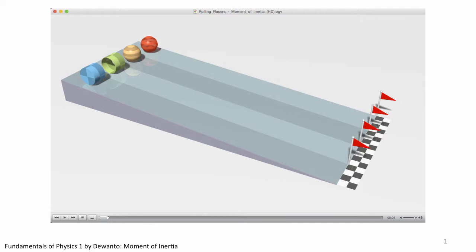We learned in the first lecture of this series the concept of rolling without slipping. We then learned in the second lecture the concept of torque. We will now combine these two concepts in this lecture. We start by examining this video.